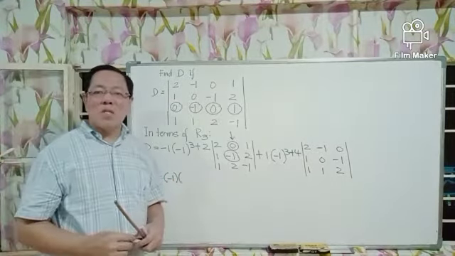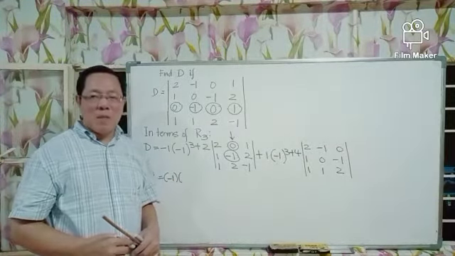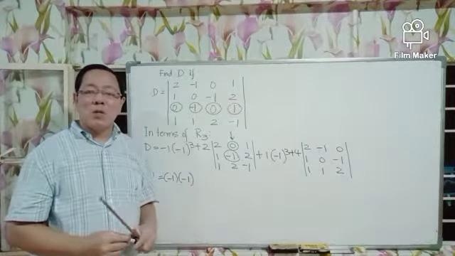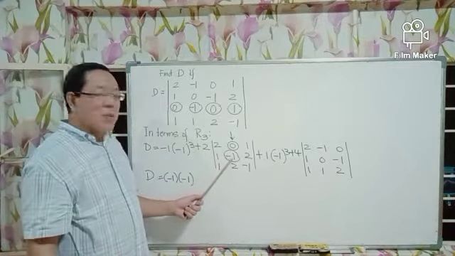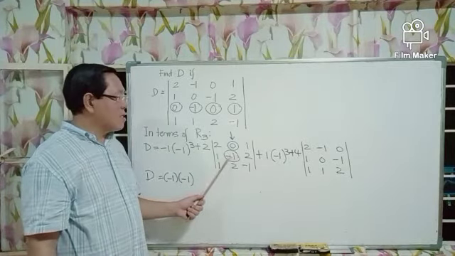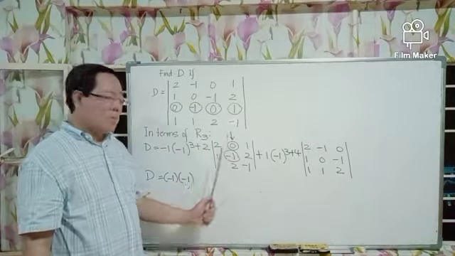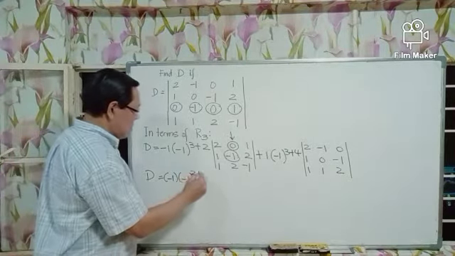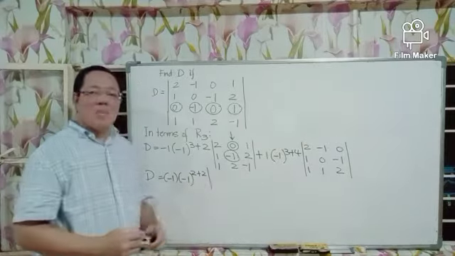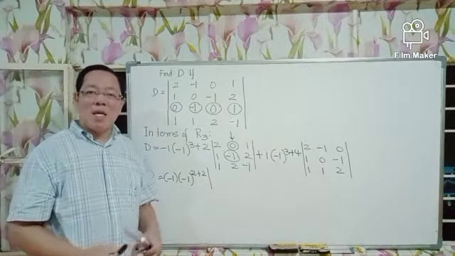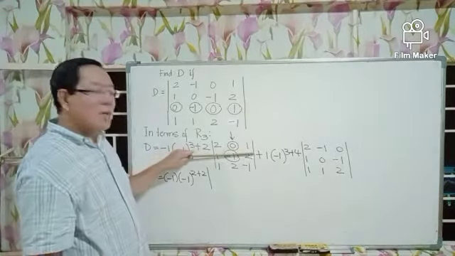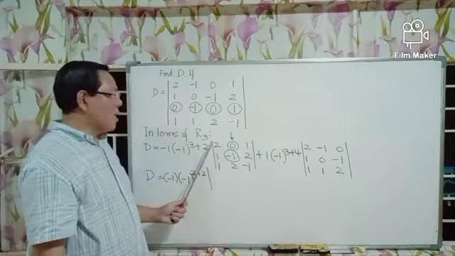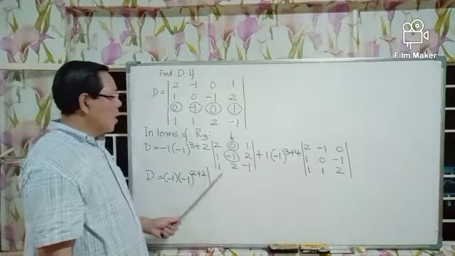And negative 1 we multiply by its cofactor, which is given by quantity negative 1 to the power. The row number of negative 1 is 2, plus the column number of negative 1 is 2. Negative 1 raised to 2 plus 2. Multiply by determinant of order 2 obtained by deleting the second row and second column. And the entries that remain are 2, 1, 1, negative 1.